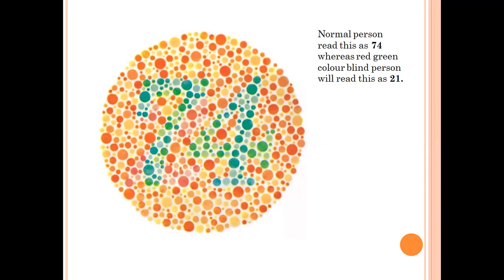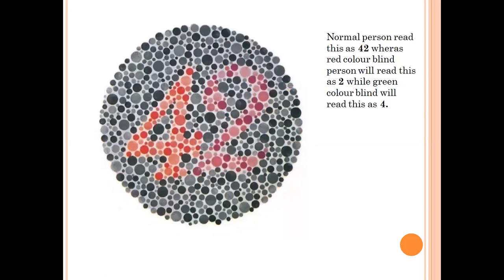For example, in this figure, a normal person can read this number as 74, while a red-green color blind person interprets it as 21. Like that, in the Ishihara chart there are different colors and different numbers, and we have to identify those numbers. In this chart, a normal person reads the number as 42, while a red color blind person will read it as 2, while a green color blind person reads it as 4.